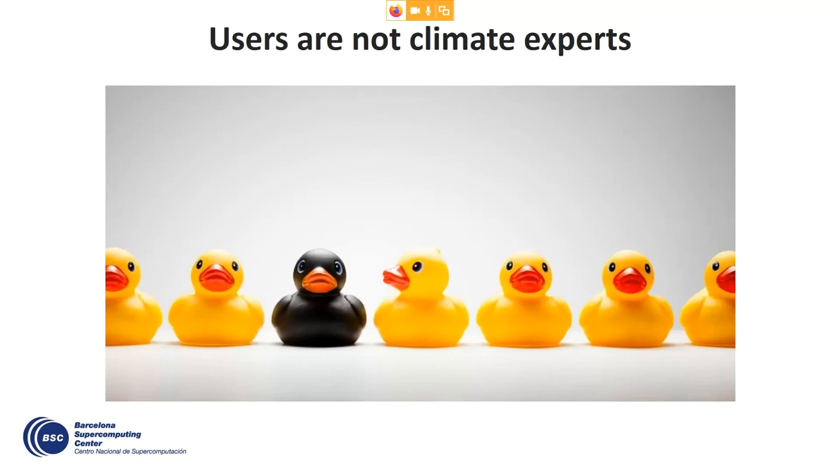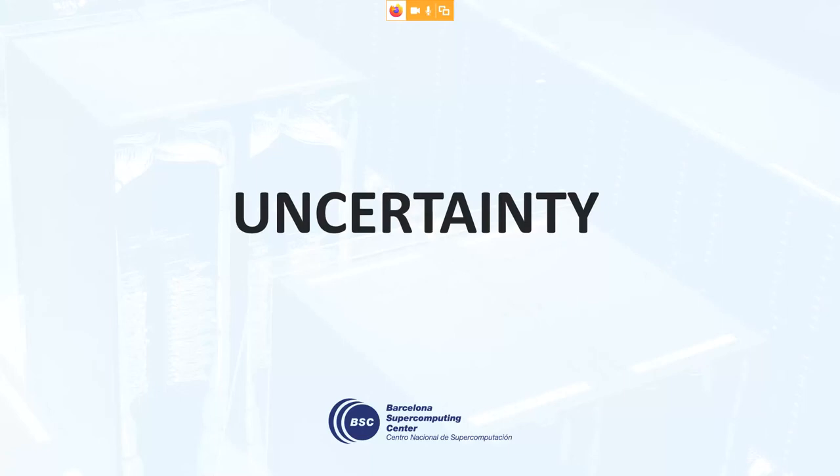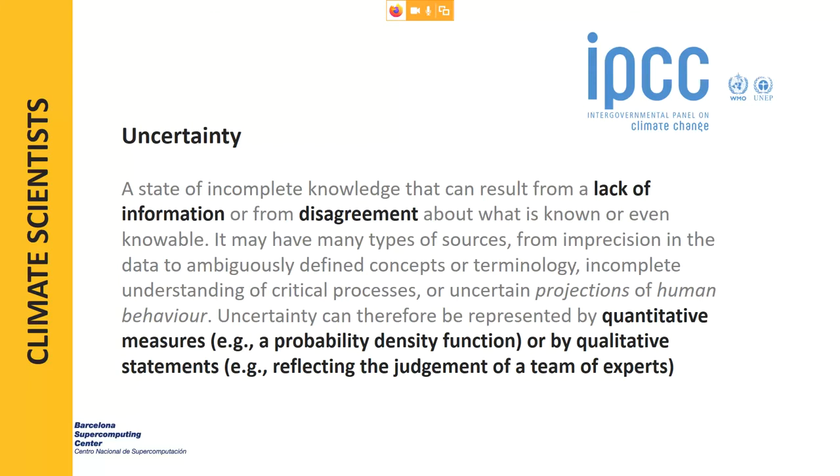To illustrate what I mean, I will use the term uncertainty, which is actually one of the key points of my presentation. When we talk about uncertainty in the climate science community, we normally know what we mean. If we go to the definition that the IPCC provides, uncertainty is a state of incomplete knowledge that can result from a lack of information or from disagreement about what is known or even knowable. So there are two different things here: first, lack of information, and then disagreement. These are two key concepts in the definition.